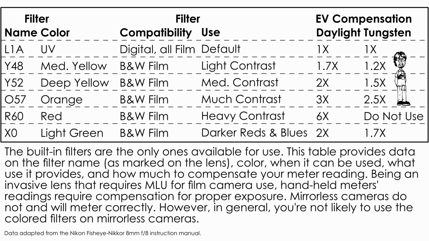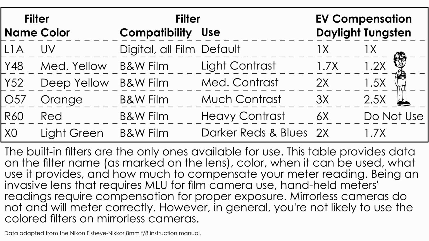L1A is your default ultraviolet filter. Y48 is a medium yellow. Y52 is a deep yellow, O57 is an orange, and R60 is red. Last one, X0, is light green.